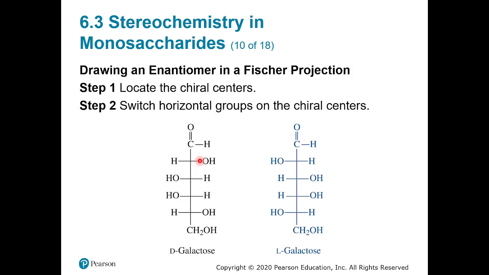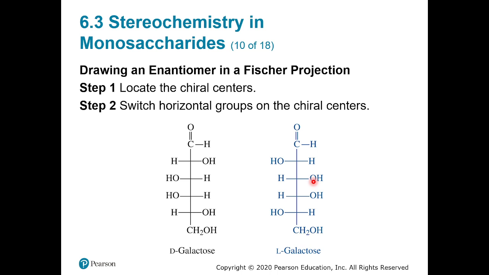Let's talk about drawing an enantiomer in a Fischer projection. Again, you have to locate the chiral centers. Which ones are chiral centers? This one. No, this one. Yes, this one. You guys got it. You're going to switch the horizontal groups on the chiral centers, so everywhere you have a chiral center, you switch them. To be honest, it doesn't actually matter if you switch these two, but by convention you don't do that because it's just silly.